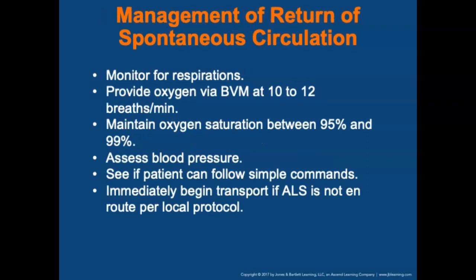Okay, and the last thing we're going to talk about is the management of return of spontaneous circulation. We call return of spontaneous circulation ROSC. So we're going to monitor for the response of respirations. We're going to provide oxygen via BVM with 10 to 12 breaths per minute. We want to maintain oxygen saturation between 95 to 99%. We're assessing the patient's blood pressure, and we're going to see if the patient can follow simple commands.